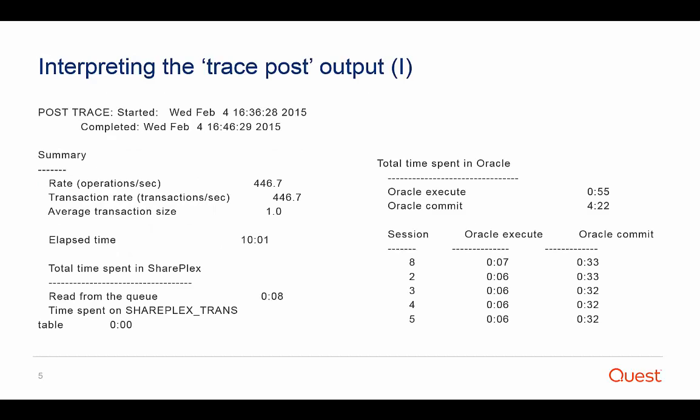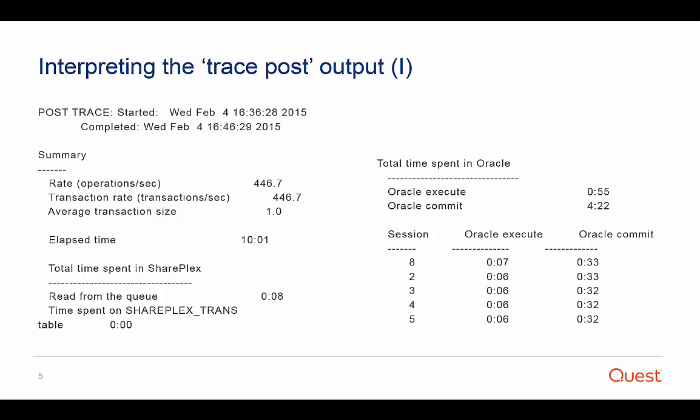Here is how you interpret the trace post output. And here is an example of output from SharePlex version 8.6 trace post. It gives you the average post operations per second and the transaction size. It also gives the elapsed time for this trace output.